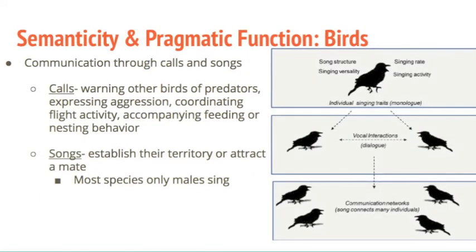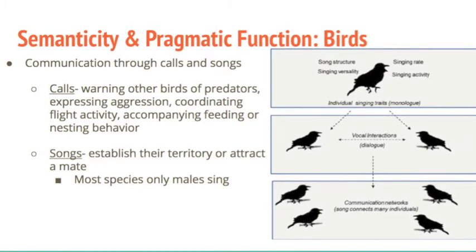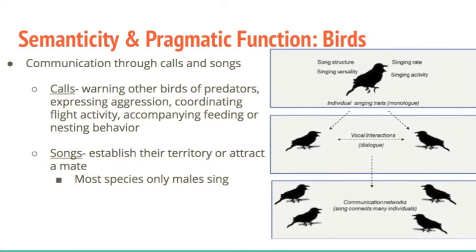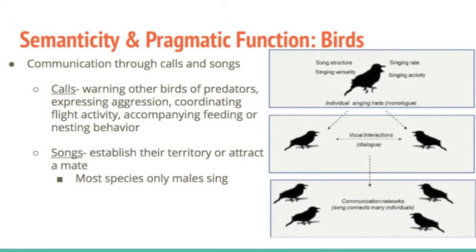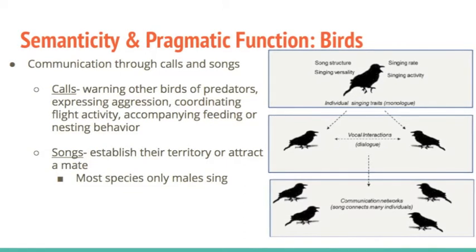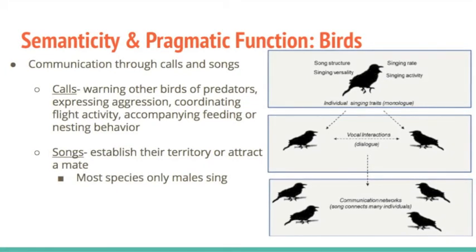Another animal that exemplifies semanticity is birds. Birds communicate using signals including calls and songs. Calls are more simple sounds that serve a purpose by warning other birds of predators, expressing aggression, coordinating flight activity, or accompanying feeding or nesting behavior. In contrast, bird songs are used to establish their territory or attract a mate. In most species, only males sing.